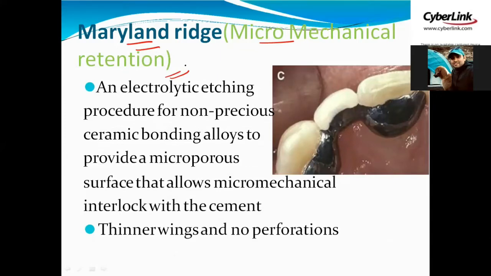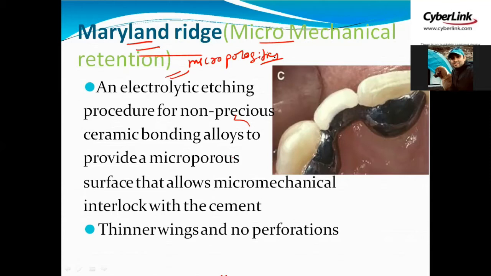Electrochemical pit corrosion into metal. Tanaka et al. studied retention of acrylic resin on the microporosities developed. So this is the main important point: microporosities, right, present on the tissue surface of the retainer. Microporosities are created by etching the tissue surface of the retainer.